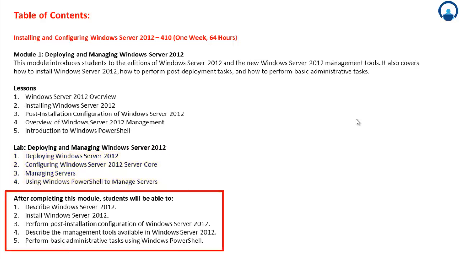After completing this module, students will be able to: first, describe Windows Server 2012. Second, install Windows Server 2012. Third, perform post-installation configuration of Windows Server 2012. Fourth, describe the management tools available in Windows Server 2012. Fifth, perform basic administrative tasks using Windows PowerShell.